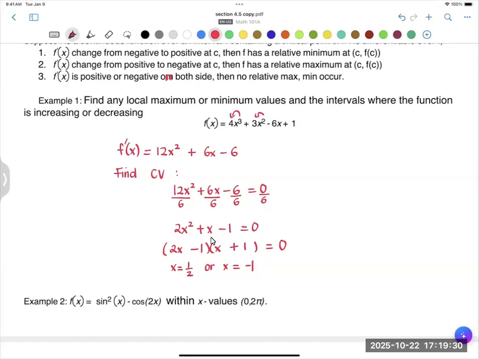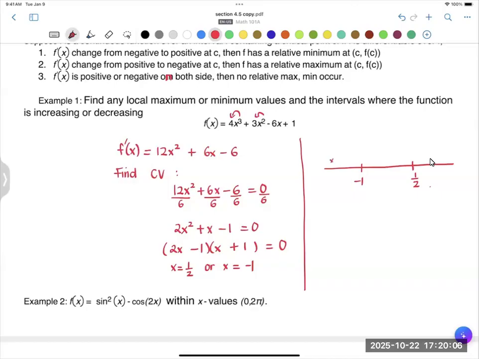Now we're going to use these two critical values and apply the first derivative test. This type of problem is pretty similar to the one we did with moving left or right. We first find the derivative, set it equal to 0 to find out what the critical values are, and put them on the number line. So we have negative 1 and 1 half here. Now we're going to pick some value in each of these three intervals, right? You pick some in here, some here, and some here.